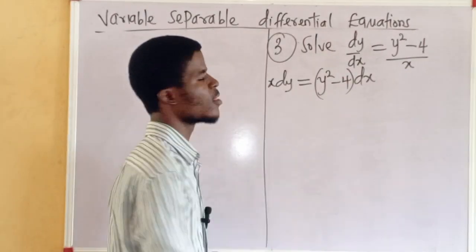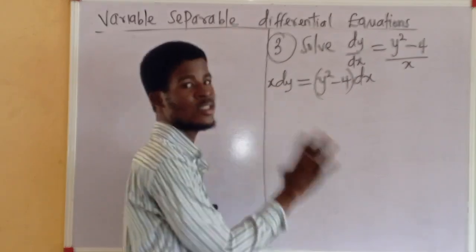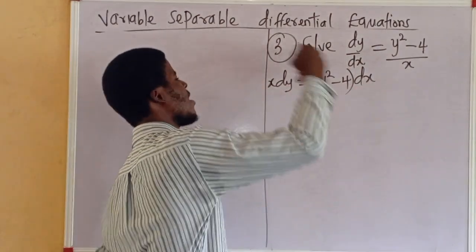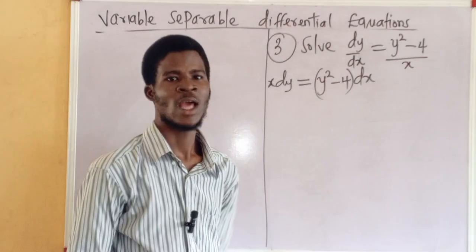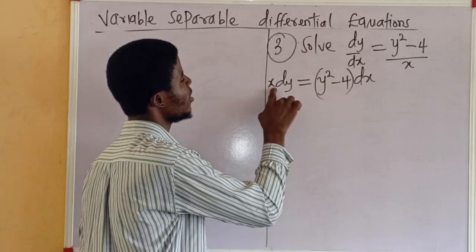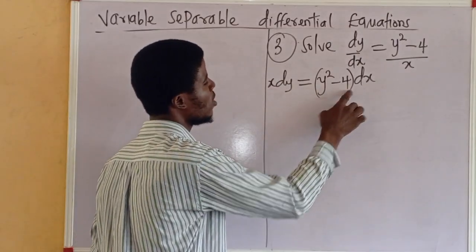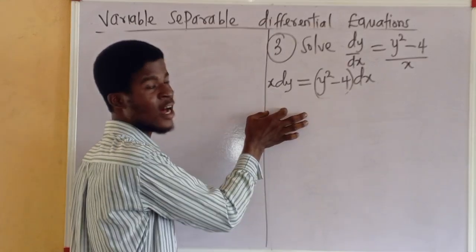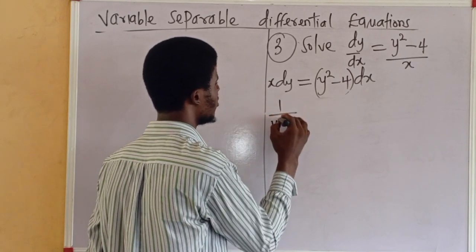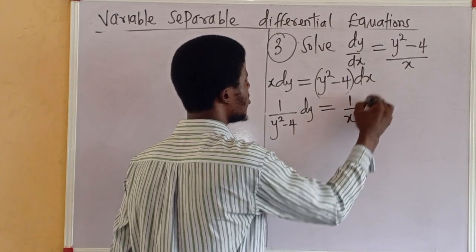This is not what we want. We want the terms in x and dx on one side, and the terms in y and dy on the other side. Let's divide both sides by x and by y squared minus 4. I want to do it simultaneously. If I divide both sides by x, x will leave here and come to the denominator. And if I divide both sides by y squared minus 4, it will leave here and come to the denominator. So I have 1 over (y squared minus 4) dy equal to 1 over x dx.